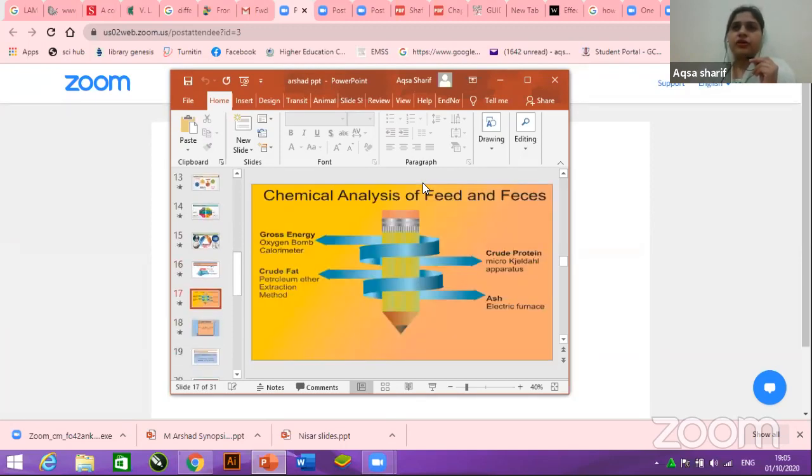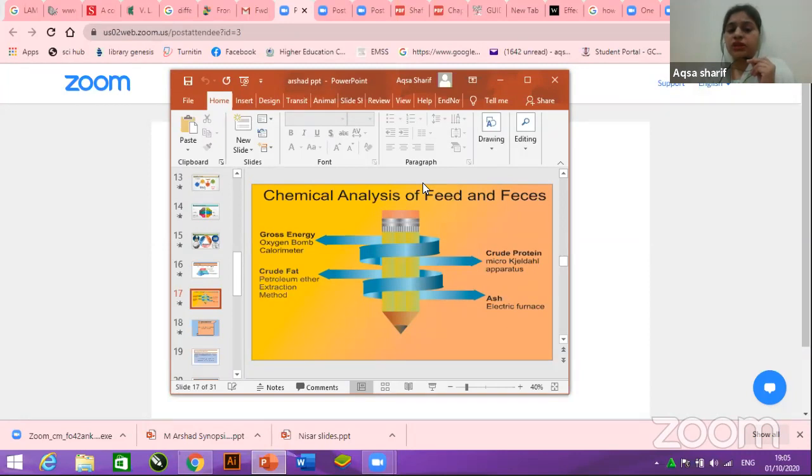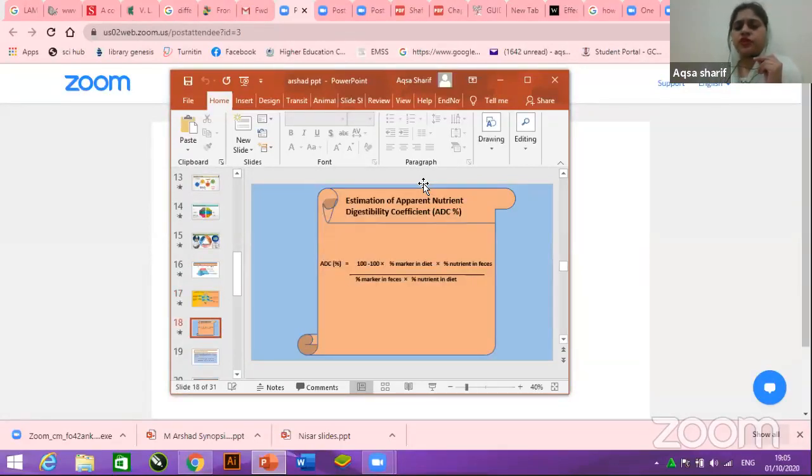Then I conducted the chemical analysis of feed and feces. The crude protein in the feed and feces was determined by the Micro-Kjeldahl apparatus, and gross energy was determined by oxygen bomb calorimeter. Crude fat was estimated by petroleum ether extraction method in the Soxtec system, and ash was determined by electric furnace. Here is the formula of the apparent nutrient digestibility coefficient, which was determined to evaluate the crude protein, crude fat, and gross energy of the fish.